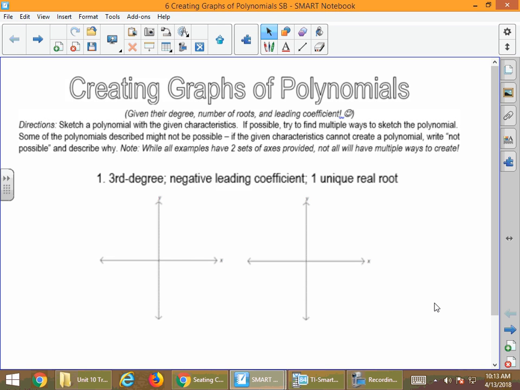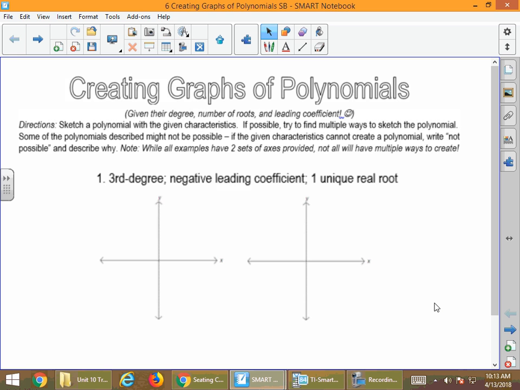Today we're going to talk about creating graphs of polynomials. We're going to be given some specific information about them, like the degree, the number of roots, and the leading coefficient. The first thing I see when I see a degree is that I automatically translate it into turning points. How many turning points do we have? Because that can be helpful for us when we're drawing our picture.